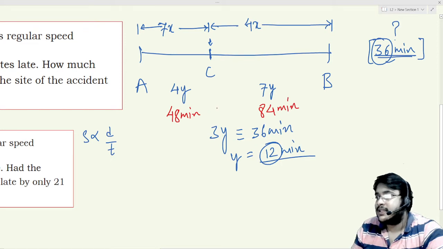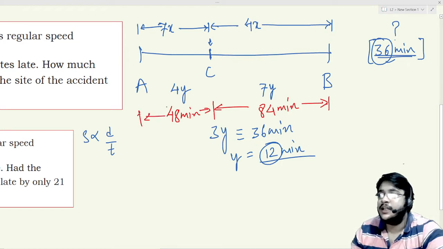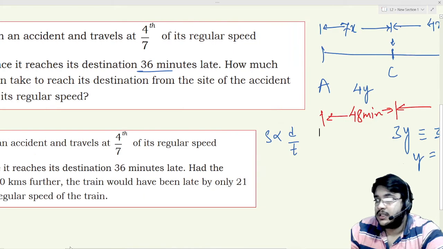Now understand that this 84 minute is the time that the train takes from C to B, and 48 is the minute that the train takes from A to C. Now the question that they have asked you, let's see what the question has been asked.